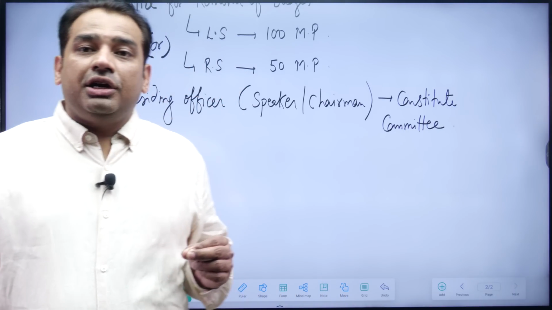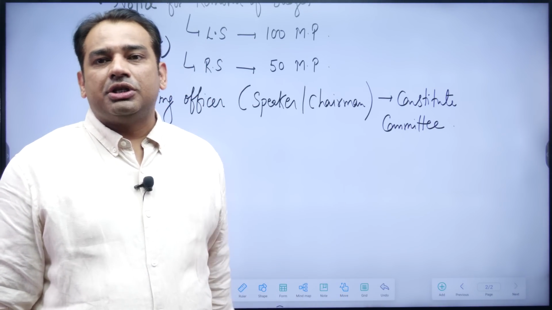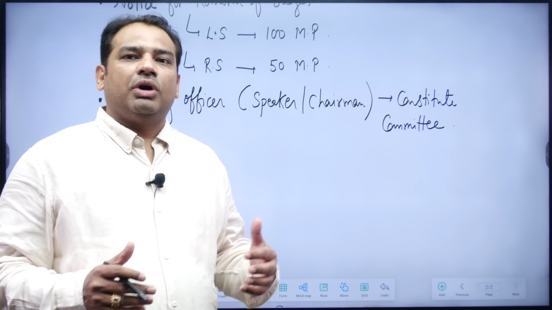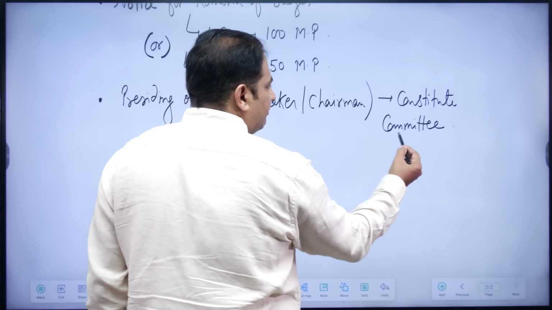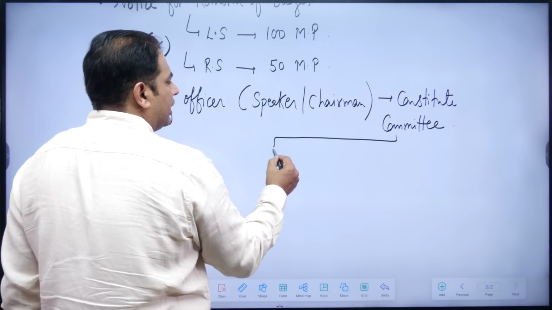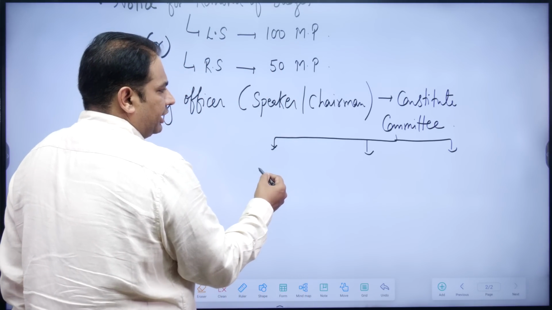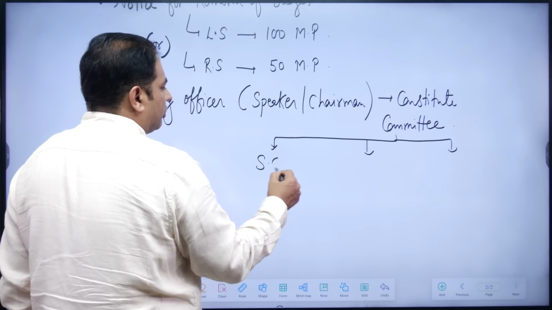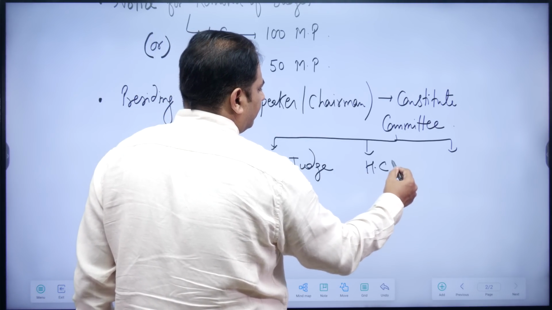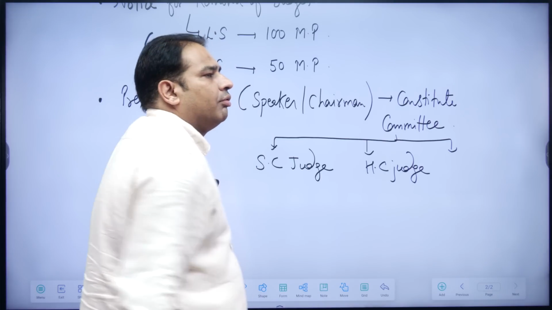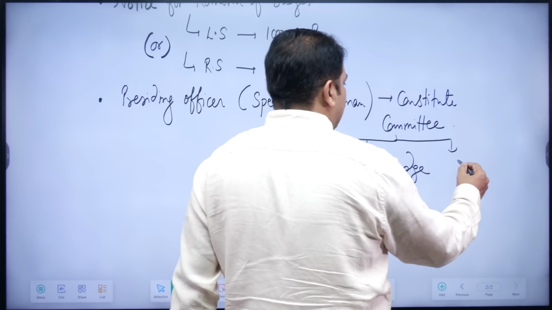So, this committee will be a 3-member committee, and this committee will be responsible to frame the charges, means what are the violations done by the judge. On that basis, this committee will be responsible to frame the charges, and it will usually have 3 members. One will be a retired or sitting judge from the Supreme Court, a retired or sitting judge of a High Court, and a third person can be an eminent jurist.